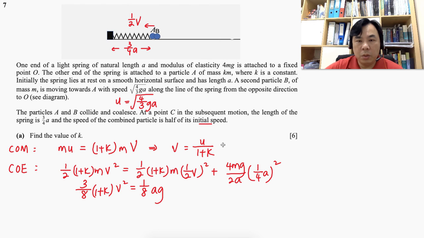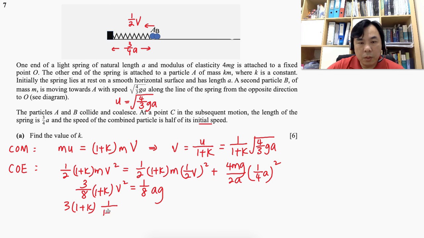u equal to, and then our u is this one here, which is the same as this one here. It's 1 plus k. The u is 4 over 3 ag square root there. So if you square this, we can cancel off the number first. So therefore, if you square this, we will get 1 plus k square, and then 4 over 3 ag equal to ag.